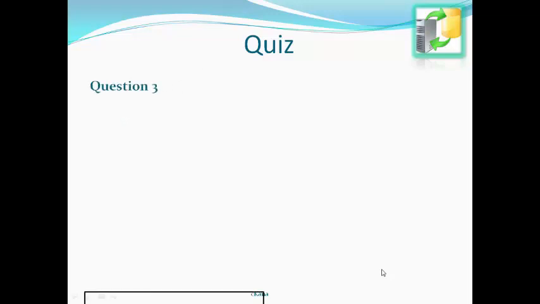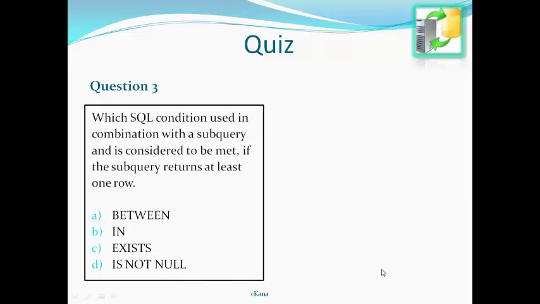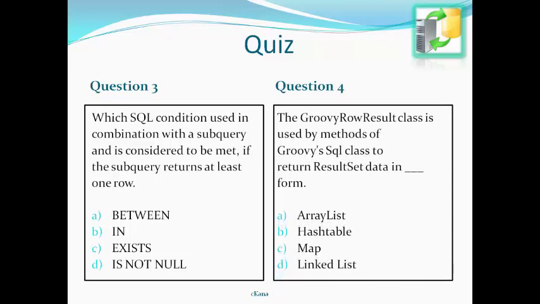Question number 3. Which SQL condition used in combination with a subquery is considered to be met if the subquery returns at least one row? A. Between, B. In, C. Exists, and D. Is not null. Question number 4. The Groovy row result class is used by methods of the Groovy SQL class to return result set data in dash form. A. Array list, B. Hash table, C. Map, D. Linked list.